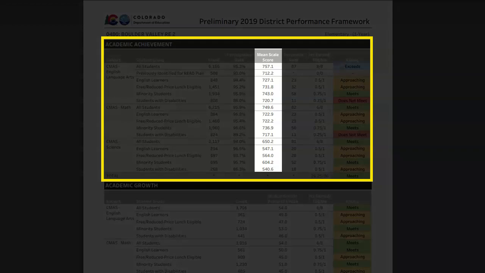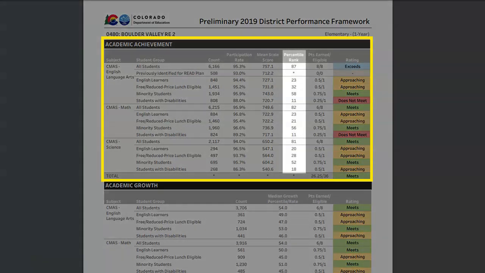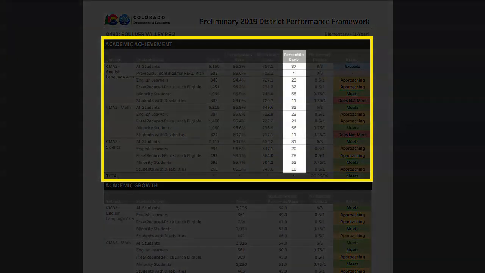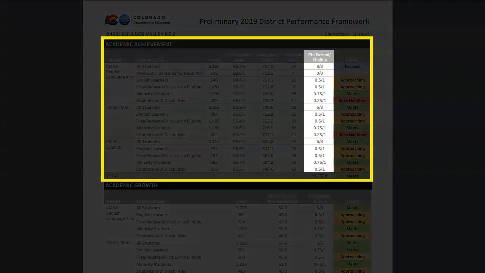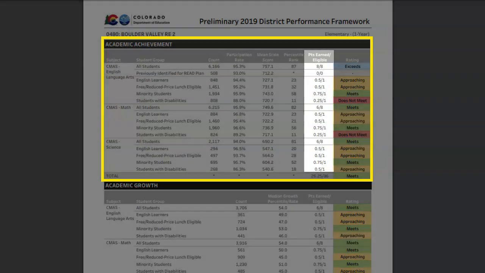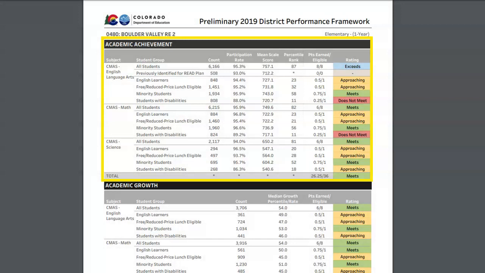The mean scale score represents the average of valid scores across grades for the identified group. Percentile rank reflects the performance of the identified student group relative to the performance of all students across schools statewide. Points earned is determined by the scoring guide on the last page. You can take the mean scale score and run it through the scoring guide to see how CDE determines the number of points earned. For example, for our elementary students in English Language Arts, all students had a mean scale score of 757.1.